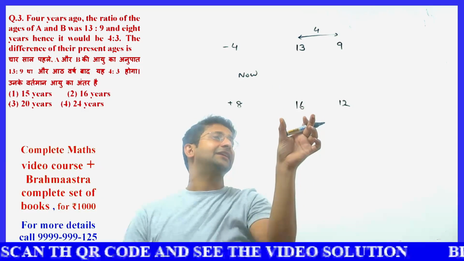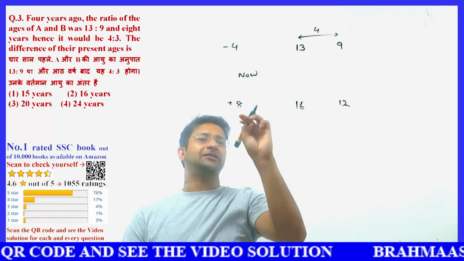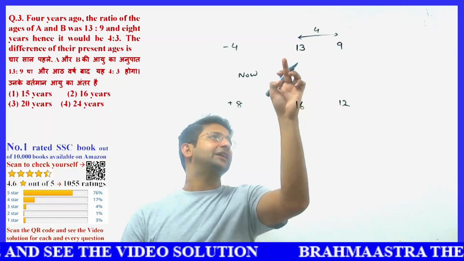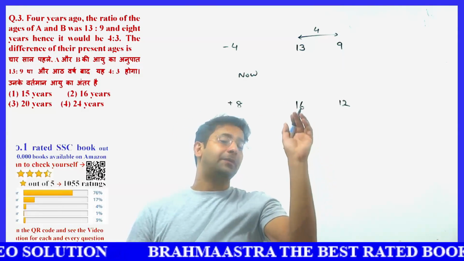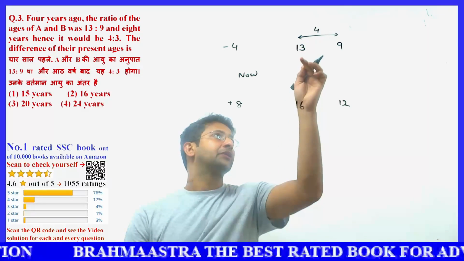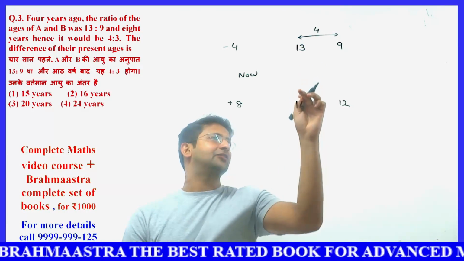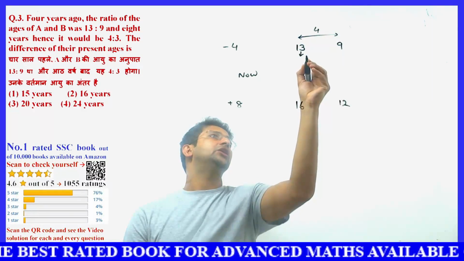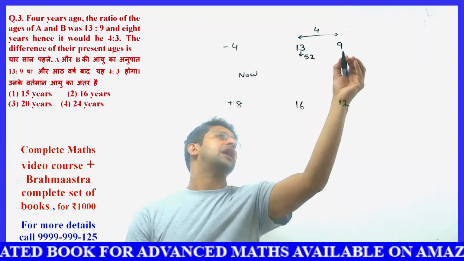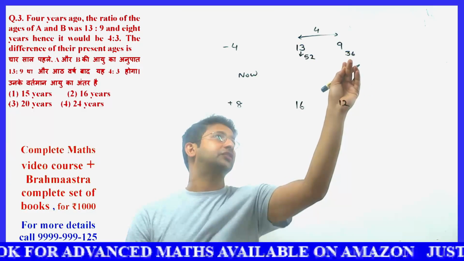So here what I see is, this is 4 plus 8, 12. In 12 years, it increases by 3 parts. So one part is equal to 4. That means this is how much? 13 into 4 will give you 52. 9 into 4 will give you 36.